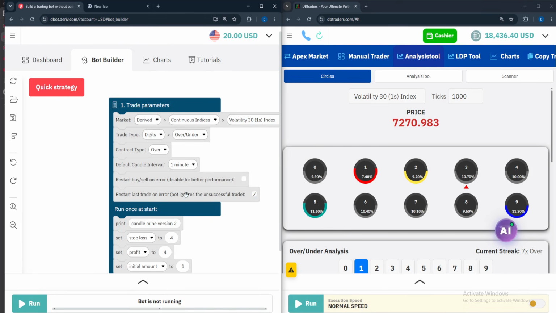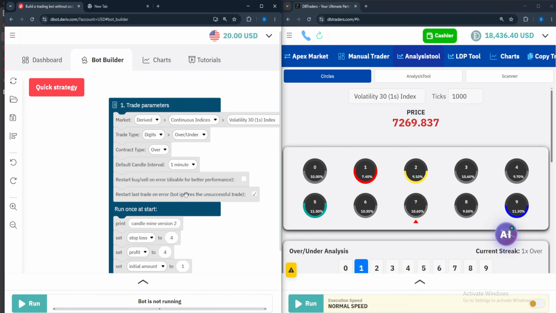Hello guys, in today's video I'll be showing you can you grow a 20 USD account trading with a bot in Deriv, right? So far we have already done the can you grow a 5 USD account, and can you grow a 10 USD account, and now today we do the can you grow a 20 USD account, okay?